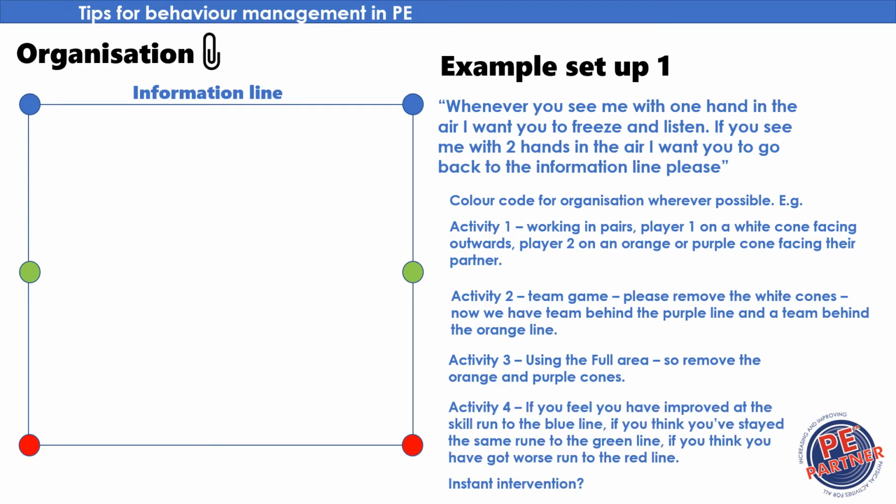Activity 4, we're going to ask the children, if you feel you've improved at the skill, can you run to the blue line? If you think you've stayed the same, run to the green line, and if you've got worse, run to the red line. It's a great way for us to see if the children have understood the learning objective and if they feel like they've developed. It will help us do interventions almost straight away. We can say, why don't you spend a little bit more time at lunchtime practicing the skill we've been working on?